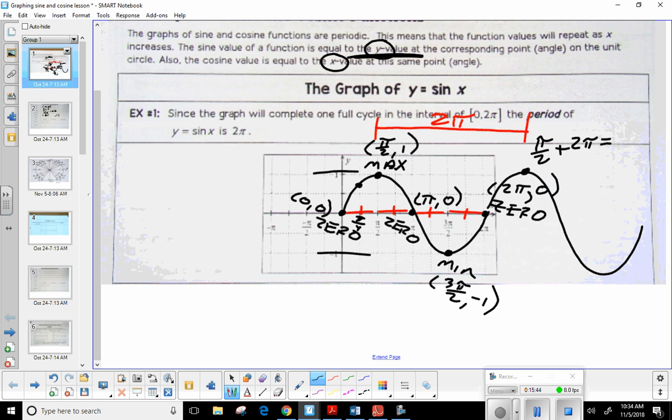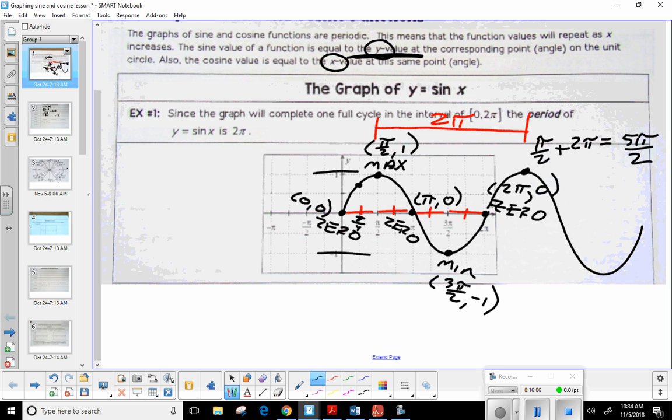And actually, this is the one you looked at today on your happy minutes. The next maximum would occur at 5 pi over 2. So where would the next one be? I would take 5 pi over 2 and add another 2 pi. Then for the next maximum, I'd add another 2 pi. And now if I wanted to go in the other direction, I would subtract 2 pi.